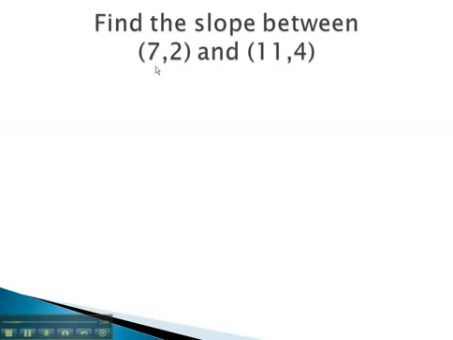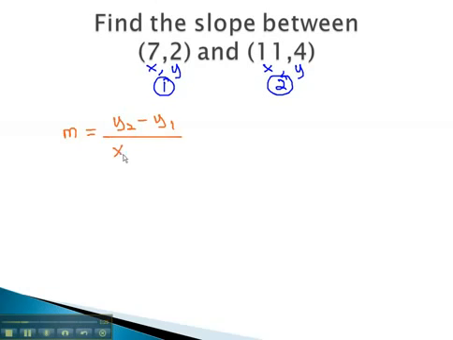Here we have a set of points, x comma y, 7, 2, and x comma y, 11, 4. We'll call 7, 2 the first point, and 11, 4 the second point. The formula for slope, we said, was y2 minus y1 over x2 minus x1. By plugging in our numbers, we can calculate the slope.